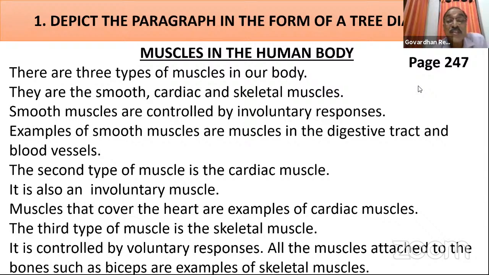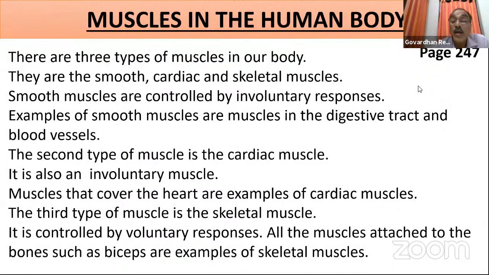There are three types of muscles in our body. They are the smooth, cardiac, and skeletal muscles. Smooth muscles are controlled by involuntary responses. Examples of smooth muscles are muscles in the digestive tract and blood vessels. The second type of muscles is the cardiac muscles. It is also an involuntary muscle.